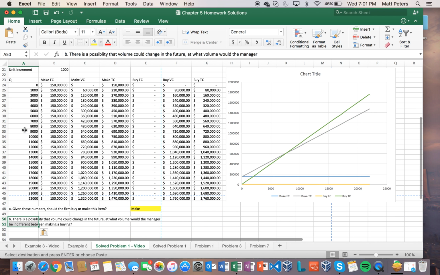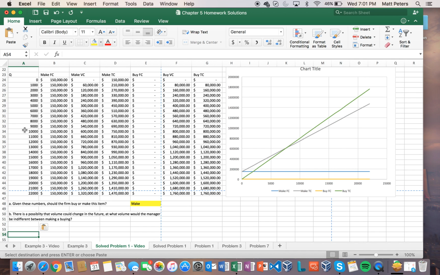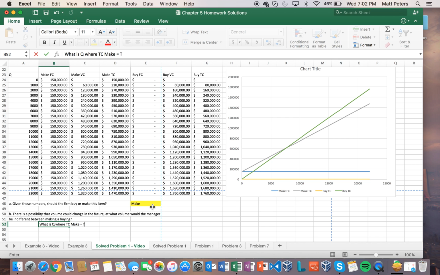Now, question B. There's a possibility that the volume could change in the future. At what volume would the manager be indifferent to buying or making? So essentially, he's indifferent at the point that the two are the same. So if the cost of making and the cost of buying is equal, then it doesn't matter to him which he does. And we can express that as a formula. So it's essentially what is Q, where total cost make equals total cost buy. Okay, that's what we're trying to solve for.